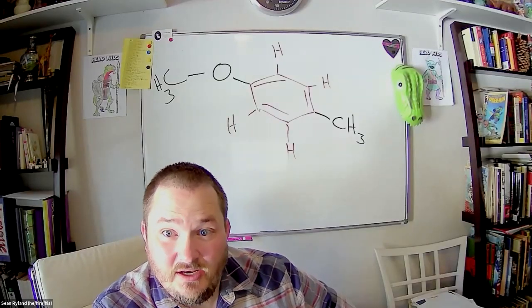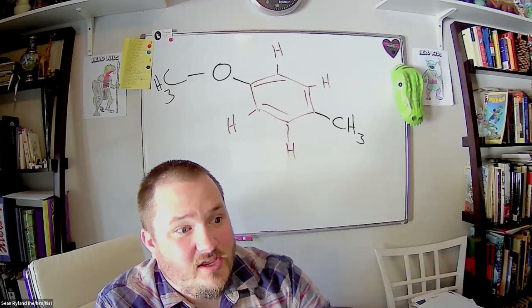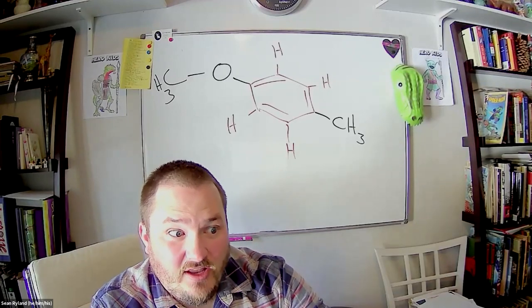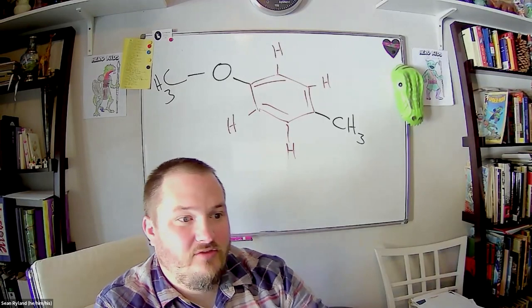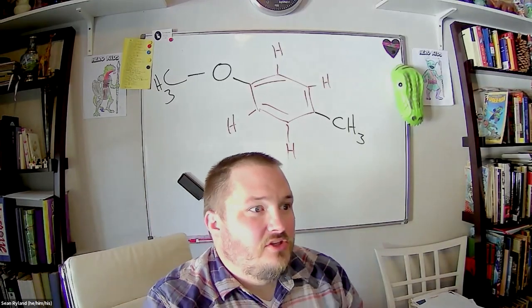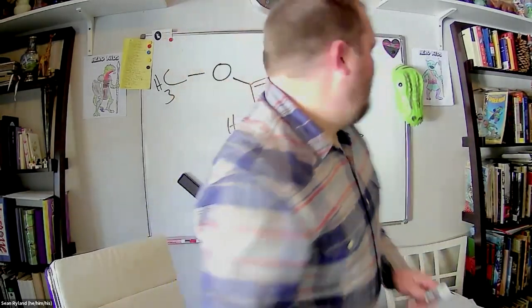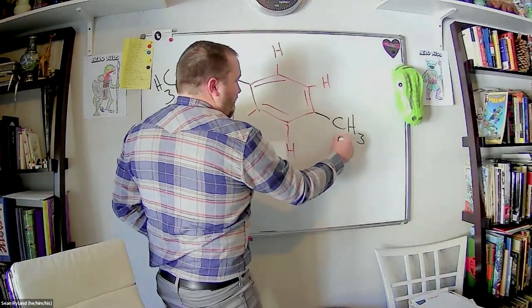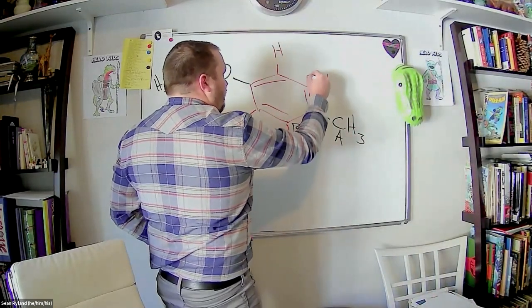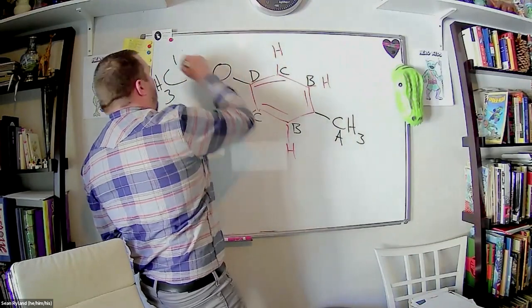So if we wanted to assign the peaks, and this is a good way to make sure that your proposed structure matches, you should be able to go through the carbon NMR and circle each of the peaks and say it applies to a specific part of your molecule. So on the board here, I will label all the carbons. Let's call the methyl carbon A, B, C, D, and E.